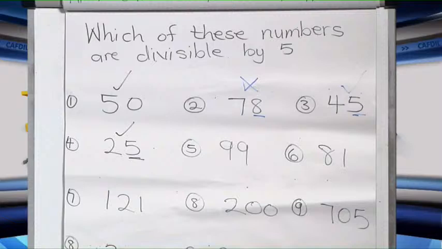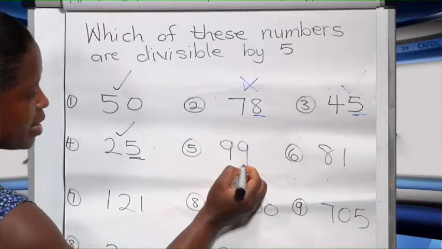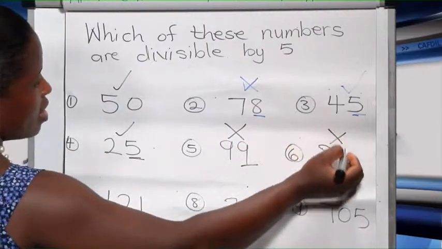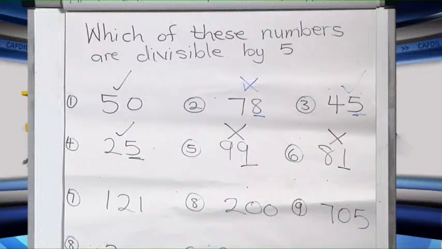What about 99? Learners, 99, is it divisible by 5? No way. It ends with 9. The last digit is 9. Therefore, it is not divisible by 5. 81. 81 is not divisible by 5. The last digit is neither 0 nor 5. So it is not divisible by 5.